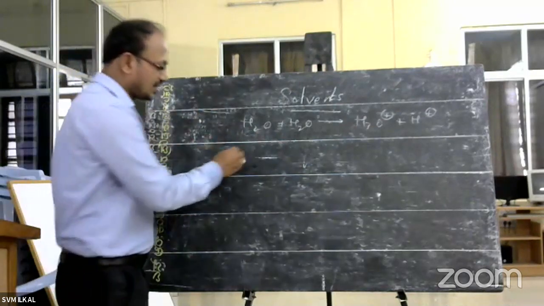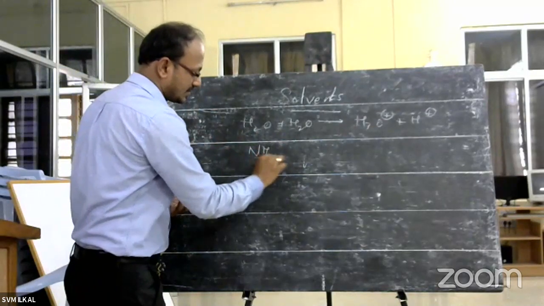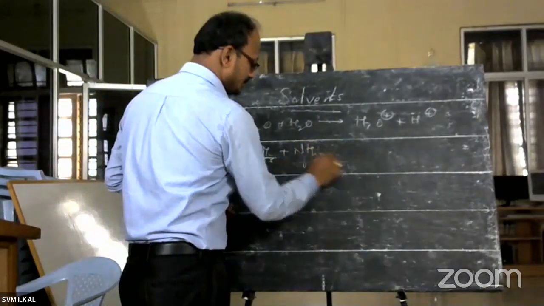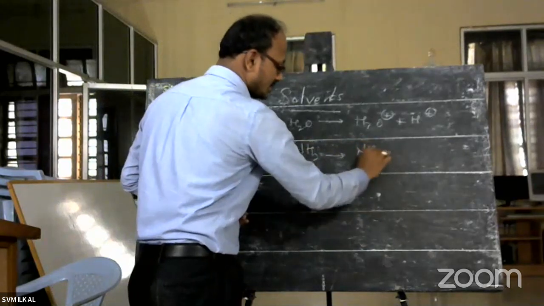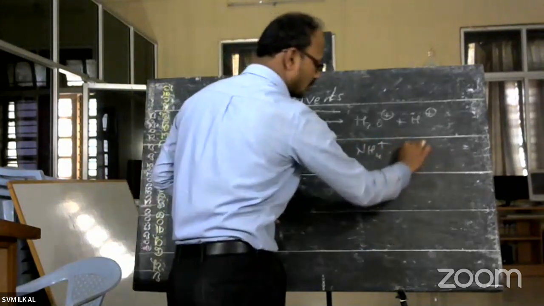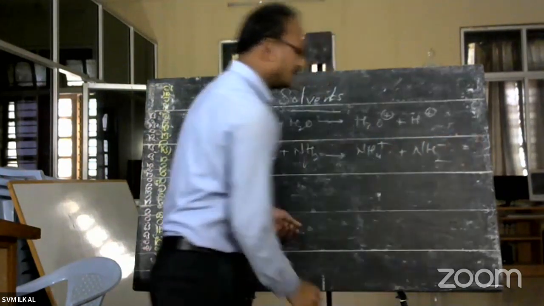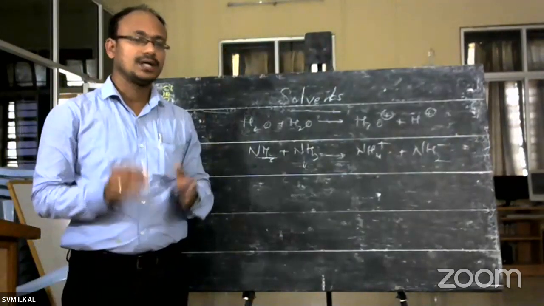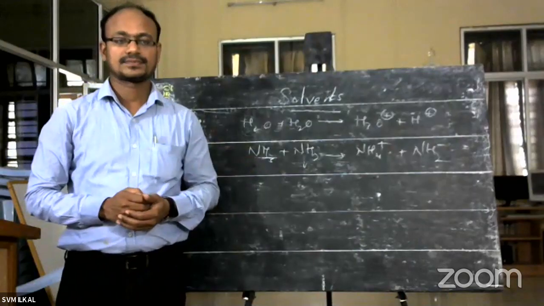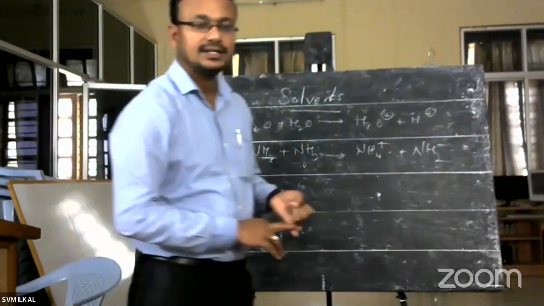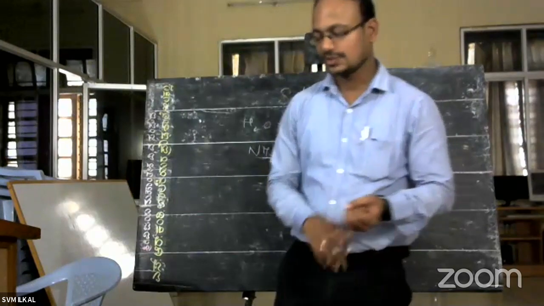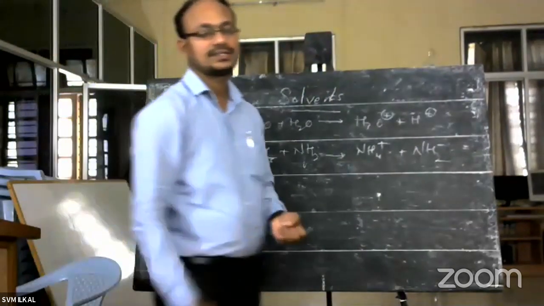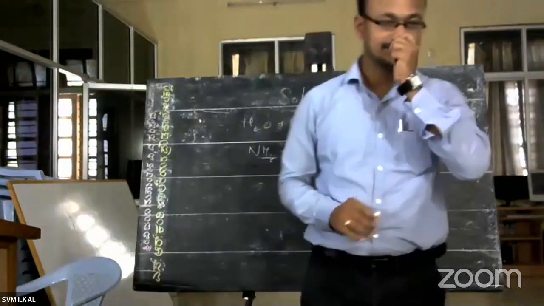I can give one more example. We take ammonia. We take two molecules of ammonia. It will form NH4 plus and NH2 minus. This is also an example of ionizing solvents. So far we studied what a solvent is, what an aqueous solvent is, what a non-aqueous solvent is, and what an ionizing solvent is.